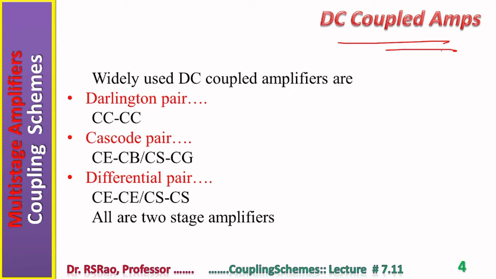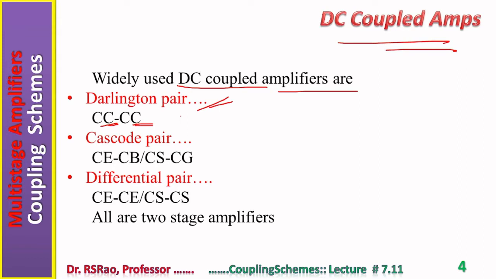Some more points regarding DC coupled amplifiers. A widely used DC coupled amplifier is the Darlington pair. Darlington pair is a two-stage amplifier. It uses direct coupling. Those two stages are CC, CC. Darlington is meant for achieving high input impedance and high current gain, mainly to achieve high input impedance.